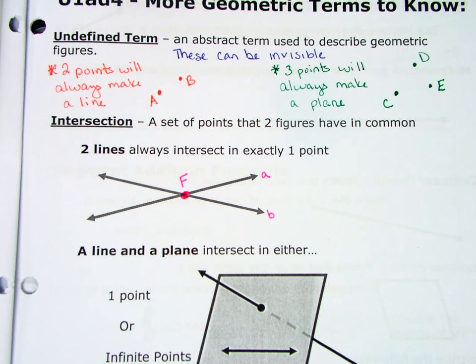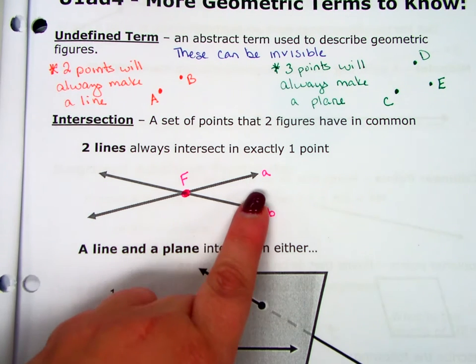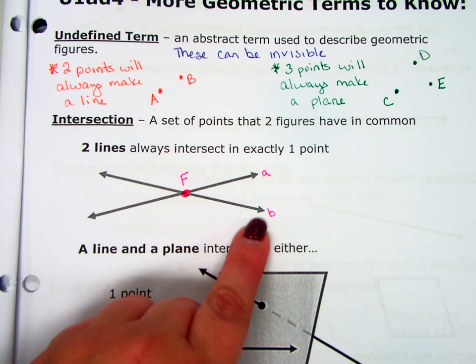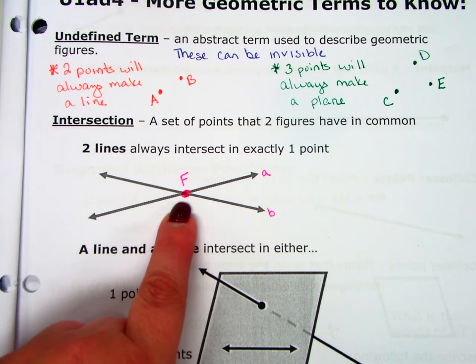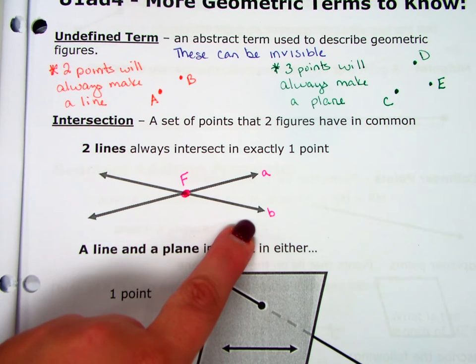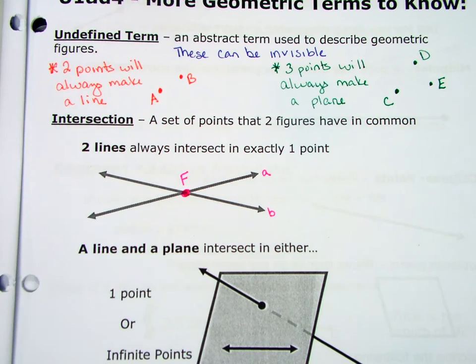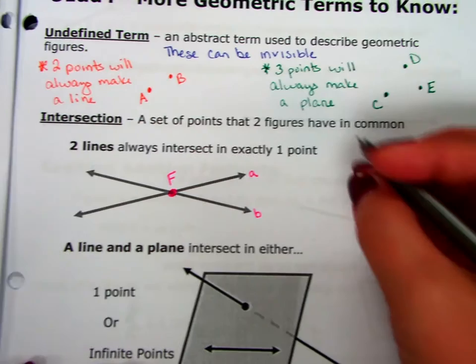Okay? So if I gave you this picture and I wanted you to describe it, I could say line A and line B intersect at point F. Or point F is the intersection of line A and line B. You could say it either one of those two ways. So however I write it might be different from how you write it.